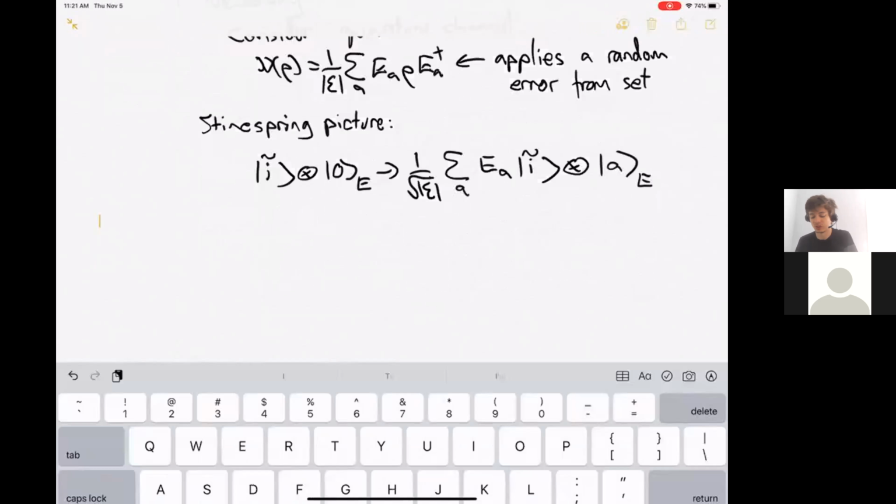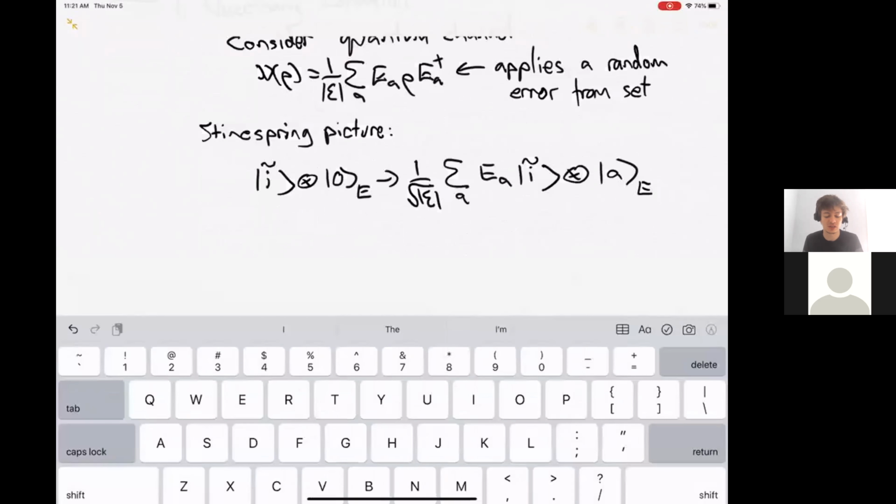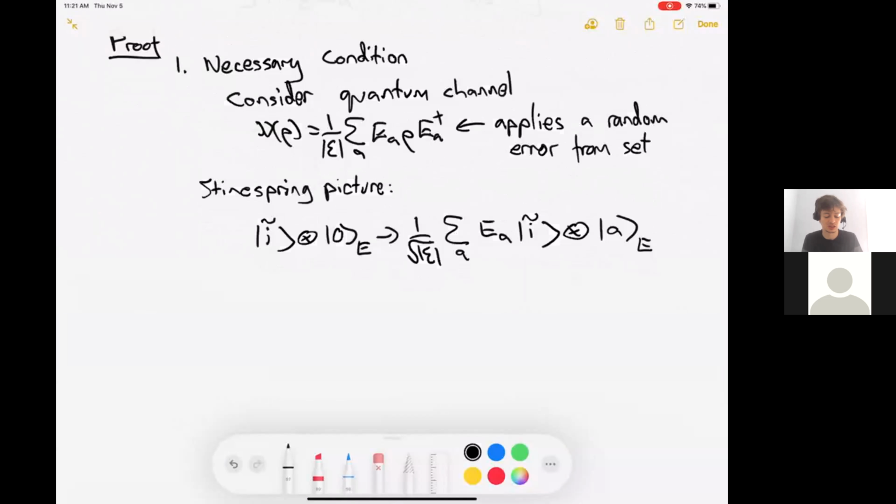So we assume that's happened. We assume some randomly chosen error has been applied to our state, I tilde. And then we want to recover I tilde without knowing what error got applied. In other words, without having access to this environment system E. So how do we recover I tilde?